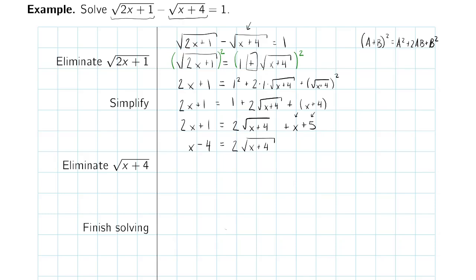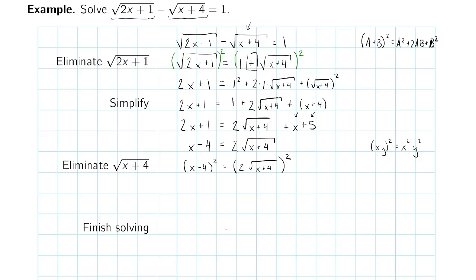Now, we could at this point divide both sides by 2 to fully isolate this radical. But we have this power of a product rule. If I have the product of two things and I square it, that just squares each of the numbers I'm multiplying. I think I'd rather deal with that than deal with the fractions I would get if I divide both sides by 2. So I'm going to say x minus 4 squared is 2 root x plus 4 squared.